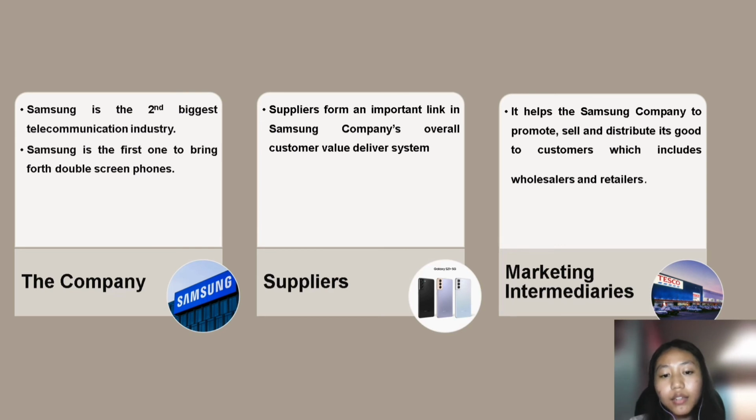Next, in the suppliers part, suppliers form an important link in Samsung's overall customer value delivery system, where they provide resources needed by the company to produce its goods and services. Then marketing intermediaries help the Samsung company to promote, sell, and distribute its goods to customers, which include wholesalers and retailers such as Tesco.